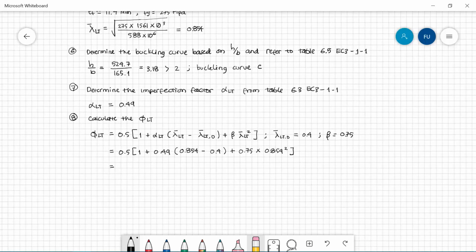0.5 times 1 plus 0.9 times 0.854 minus 0.4, plus 0.75 times 0.854 squared. So it's 0.81.